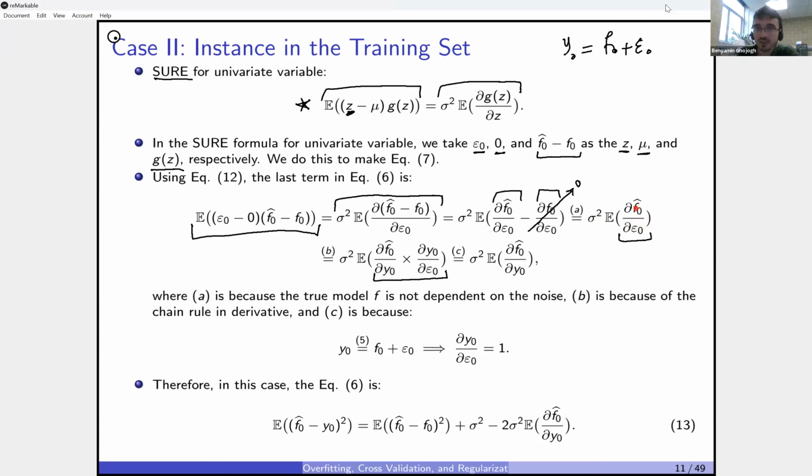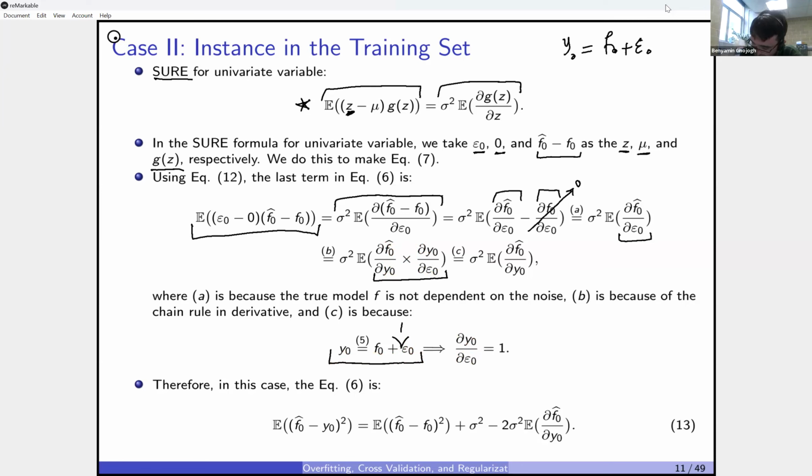So derivative of f0 hat with respect to epsilon 0 equals derivative of f0 hat with respect to y0 times derivative of y0 with respect to epsilon 0. All right, that's correct. Now recall that y0 was f0 plus epsilon 0, right? Therefore, derivative of y0 with respect to epsilon 0 is 1, because y0 is f0 plus 1 epsilon 0.